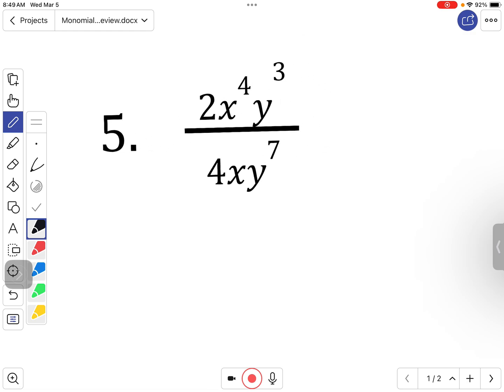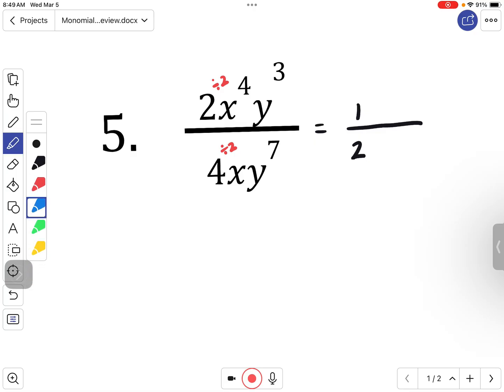When we look at these ones, the first thing we're going to do is simplify. And when I look at 2/4, I can divide both of those by 2 because they have a 2 in common. So 2/4 divided by 2 is going to give me 1/2. Now I'm going to look at my letters. And I have x to the fourth and x to the first. Those are going to give me x to the third. And because my x to the fourth is on top, I'm going to put my x to the third on top.